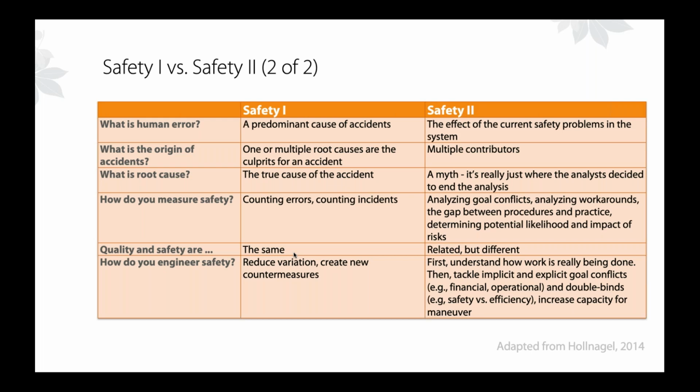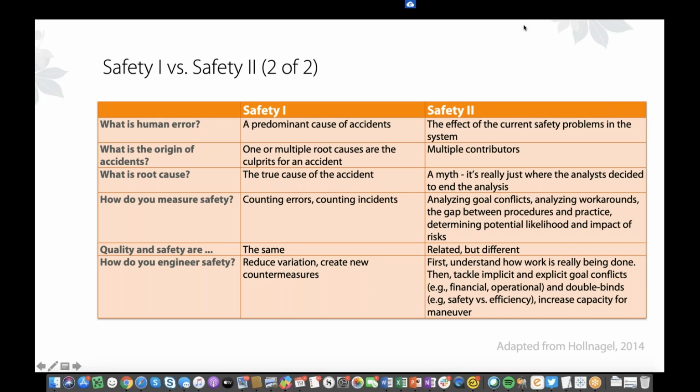Safety 2 is harder. We're trying to analyze what things in our system are at odds with each other. We're analyzing goal conflicts, looking at workarounds, and looking at the gap between procedures and practice, between work as done and work as imagined. From there, we're trying to determine the potential likelihood and impact of risks. So we're both looking at risk, but in a very different way. Unless there are questions about safety 1 and safety 2, which not just yet, that's the backdrop. I don't want to spend a whole lot of time on it, but we can certainly talk about it if that's what the group wants.